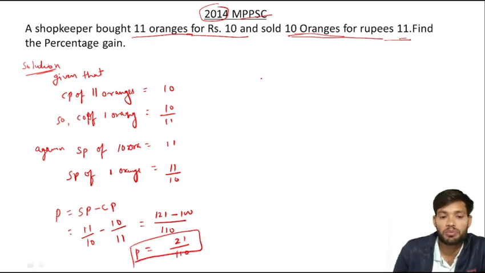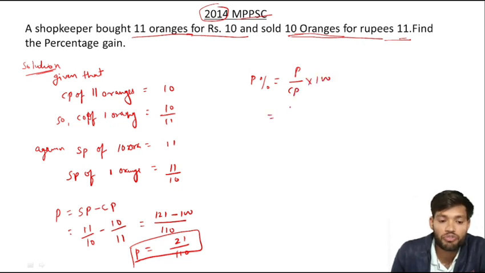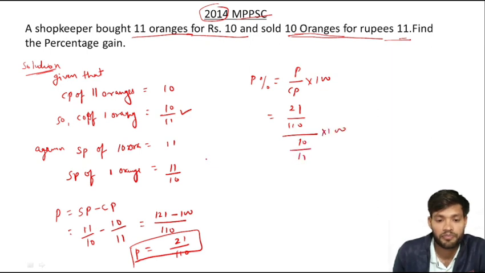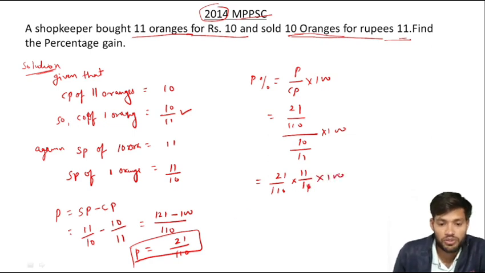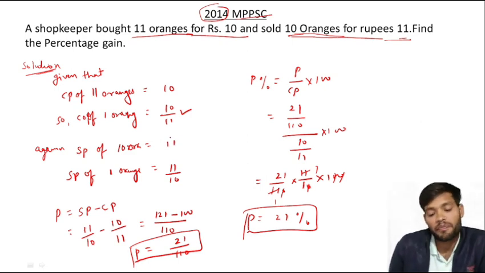Now we have to calculate the profit percentage. Profit percentage is equal to profit upon CP into 100. Profit is 21 by 110 and CP is 10 by 11, into 100. Now 21 by 110 into 11 by 10 into 100. Zeros cancel, 11 ones are 11, 11 ones are 11. Only 21% is the profit. So the profit percentage in this case will be 21%. Hence the profit percentage will become 21%.